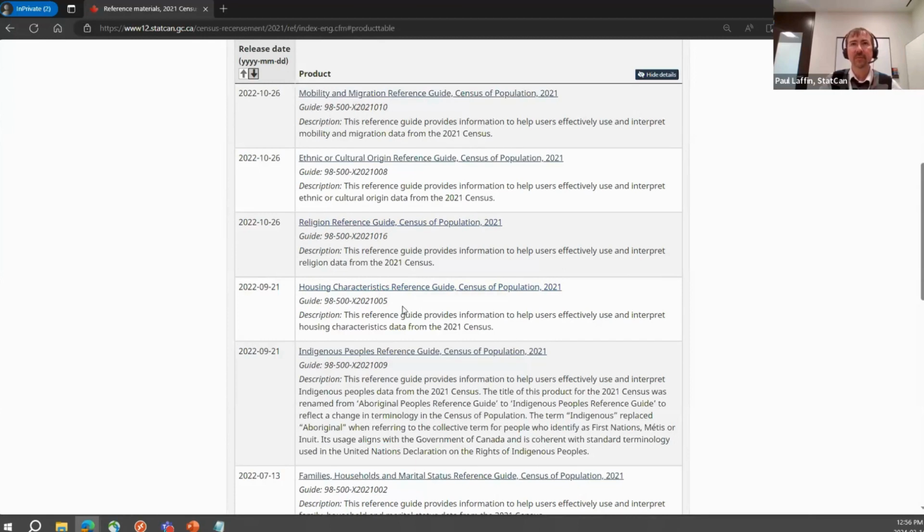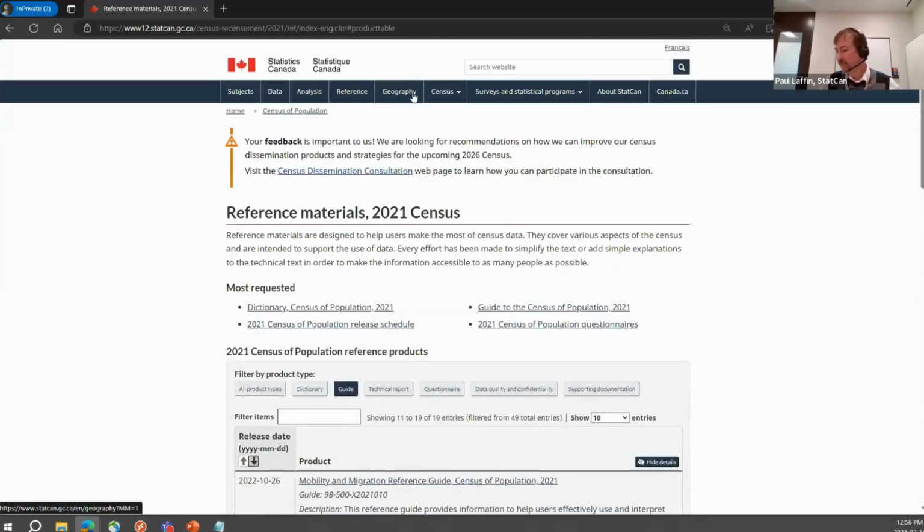Right here, housing characteristics reference guide. So that's all under reference material.